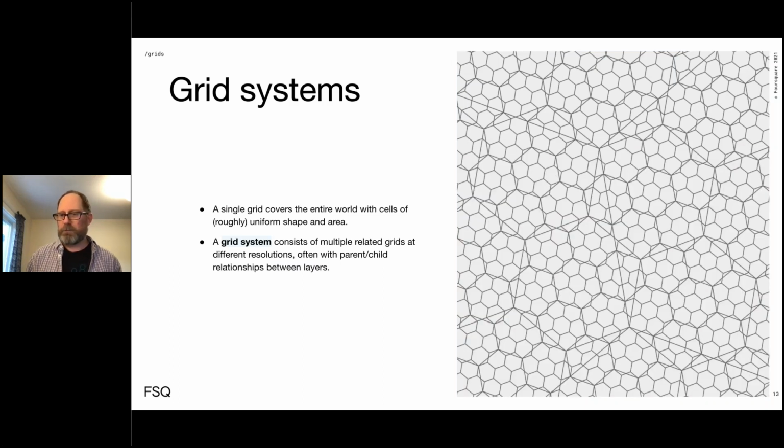So I've talked about grids. A grid system usually has multiple grids. Not only are you covering the entire world with equal area cells, you're usually developing a hierarchy of grids from large to small. Sometimes these grids have a specific hierarchical relationship, sometimes they don't. In the case of H3 and many other grid systems, you have a parent cell that contains a set number of child cells, and then that repeats downward throughout the grid system.